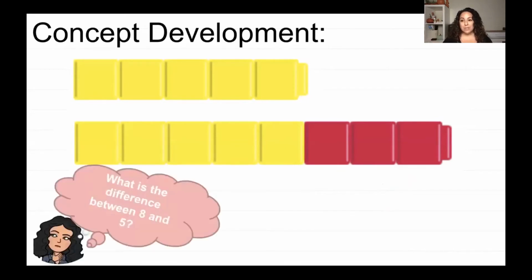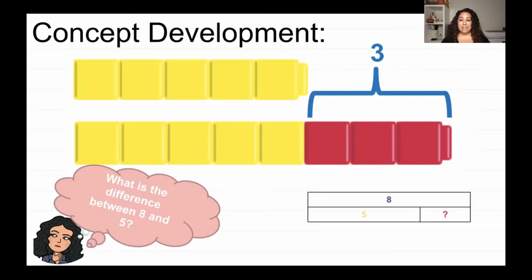What is the difference between 8 and 5? Because on the top I have 5, and then on the bottom I have 8, because that's 5 and 3. So what is the difference? Well, do you see this little area right here where I kind of have extra? Well, that right there is the difference. So you can see that my difference is 3, because I have 3 extra. So that's the difference between the two.